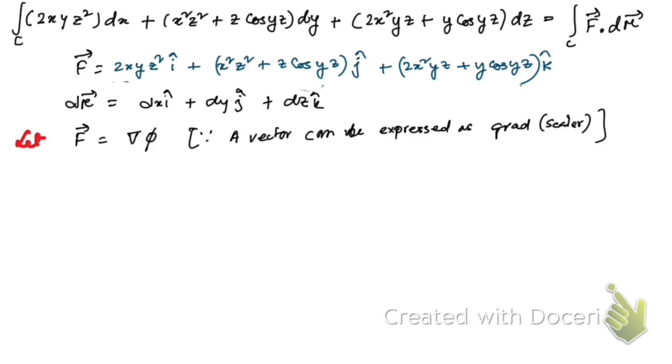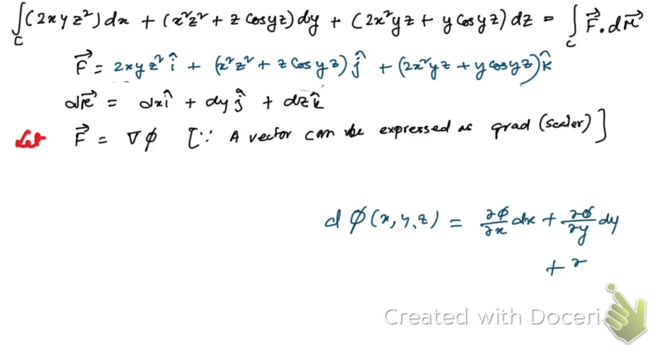Now you see what we can do here. For a scalar function phi, which is a function of x, y, z, its complete derivative is written as del phi by del x dx plus del phi by del y dy plus del phi by del z dz. It is written this way, right?